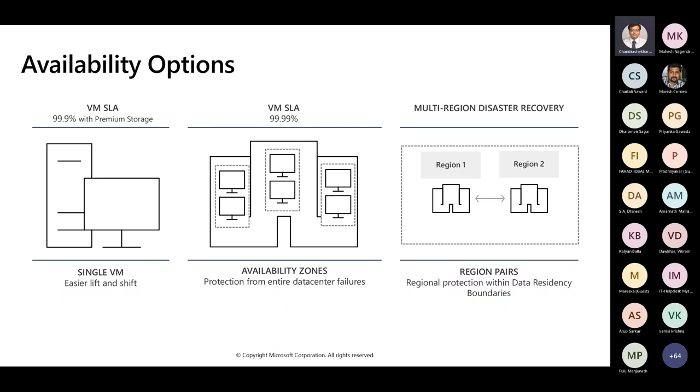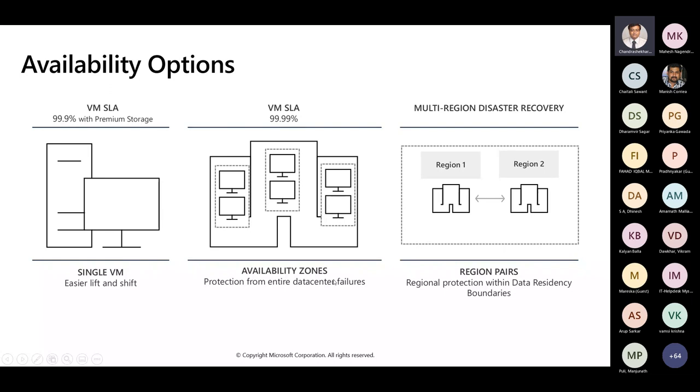Central India is a region. In the Central India region, there are three data centers. In Pune, there are three data centers. These three data centers may exist in the same premises, in the same geographical location, but they are in different buildings. So in case an electricity outage happens in one building, services and data centers are still up and running in another building. That is called an availability zone.